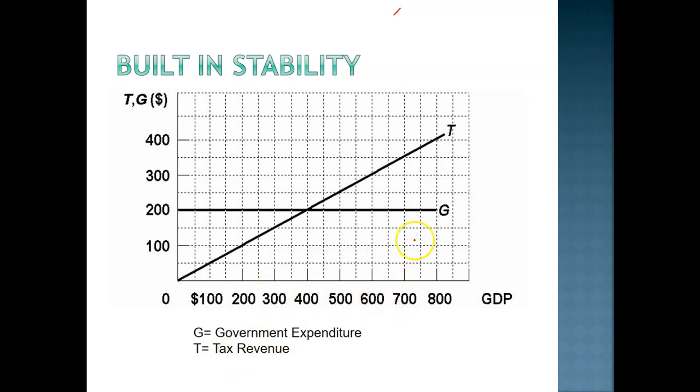It's pretty consistent from year to year. Obviously it changes. And then T is tax revenue. And then this is going to be GDP. So as the GDP is larger, we would assume households and businesses have more money, so they're going to be taxed at a larger rate.